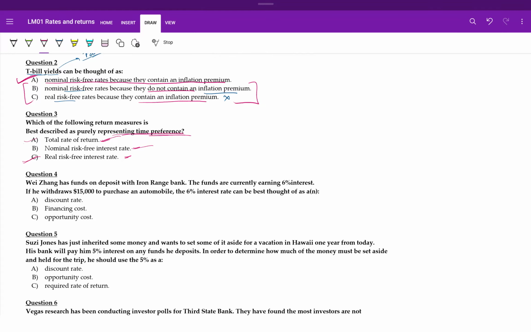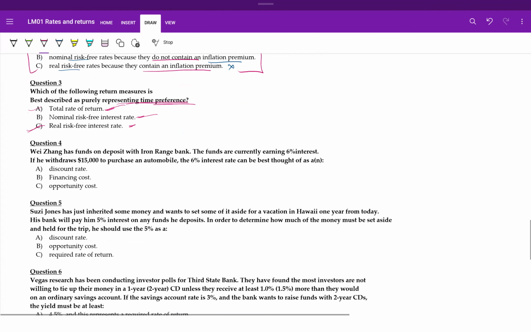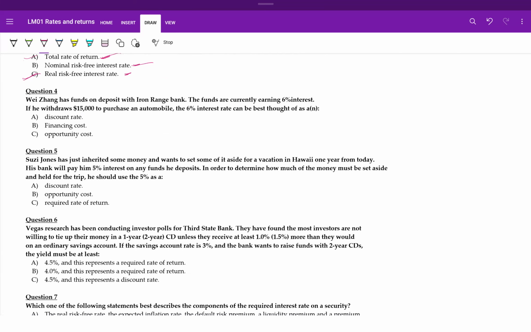So there is an analyst, Weijiang, who has funds on deposit with Iron Range Bank. The funds are currently earning 6% interest. If he withdraws 15,000 to purchase an automobile, the 6% interest rate can best be thought of as a what?